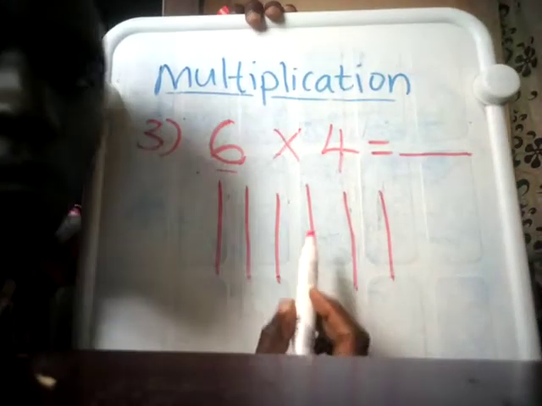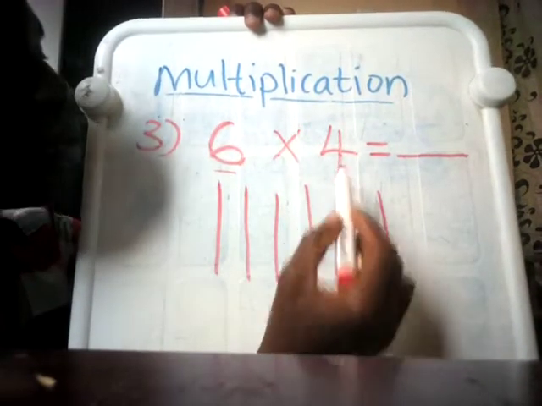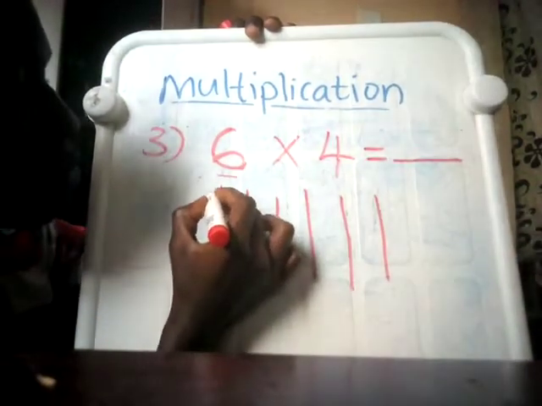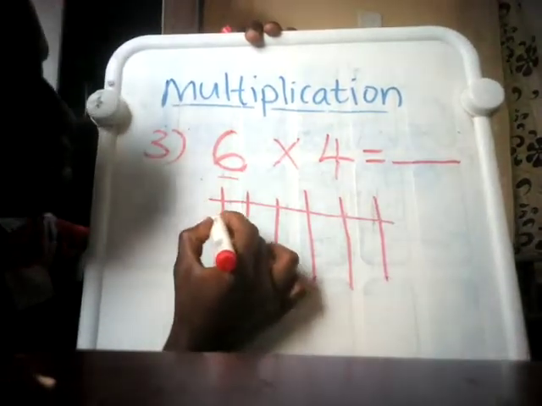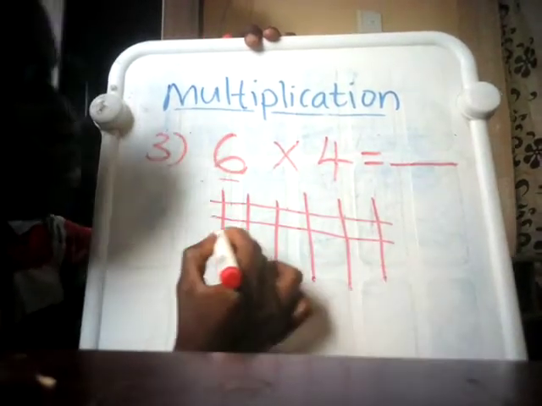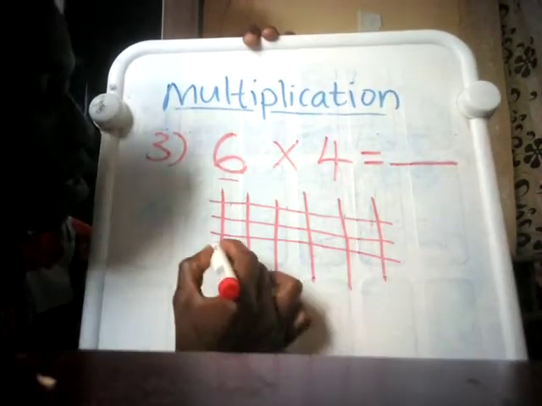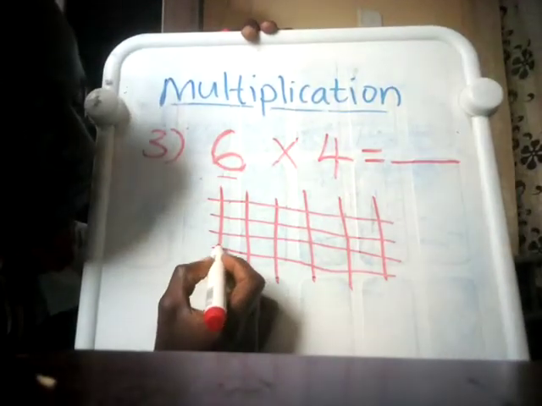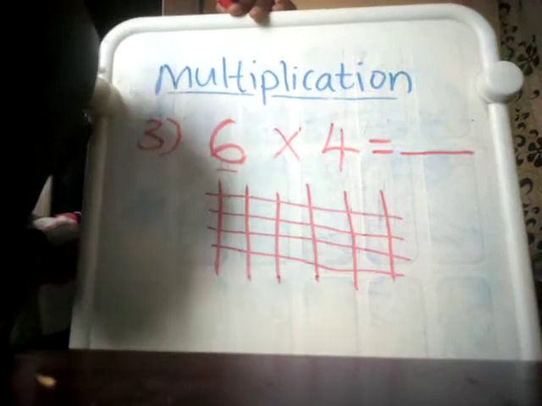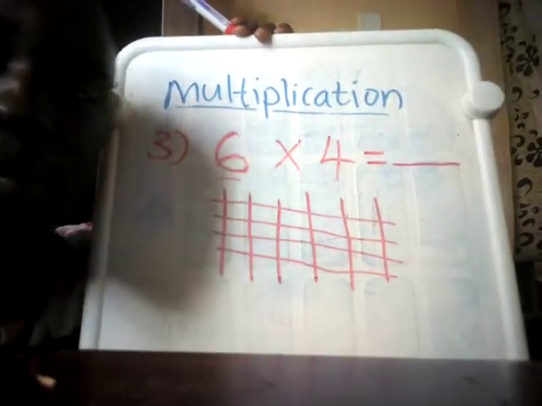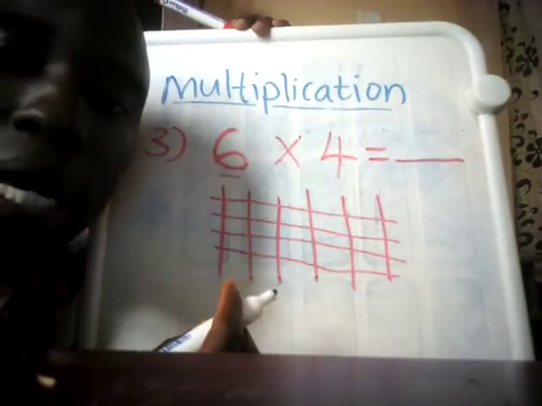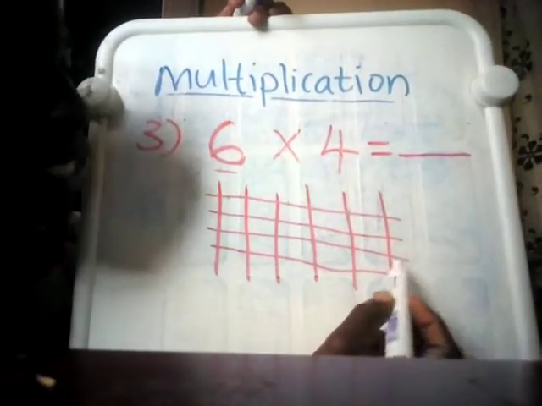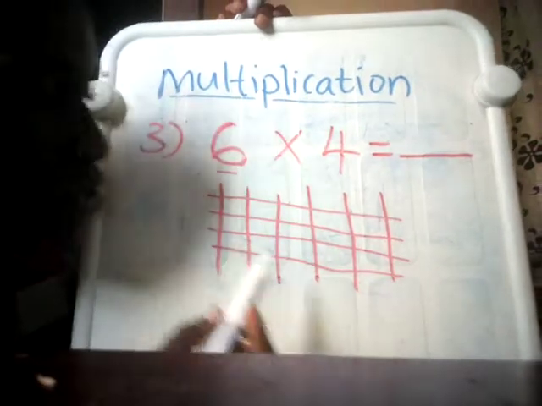Then 6 columns. We are making 6 columns. Then we do the 4 rows. Let's do the 4 rows: 1, 2, 3, and 4, like that. So after doing that, I said the next thing you do is to count all the points where the rows and the columns have met, so that we get the answer correctly. So let's count all of them.